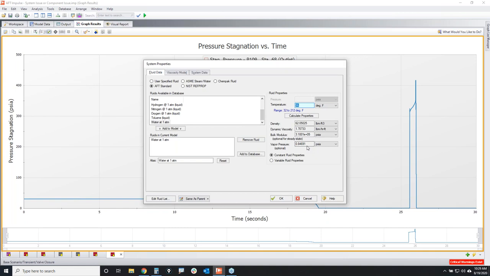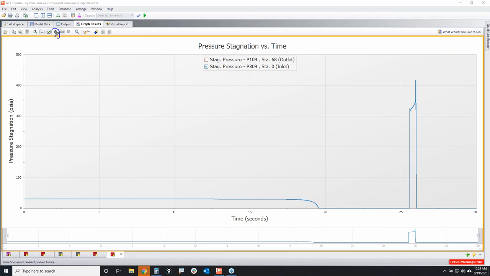If you click on the crosshair tool right here, this turns on the crosshair where you can actually go to a data point and you can see what the pressure is, 0.85 PSIA. So I'm at vapor pressure. I am cavitating during this whole period of time for about 6 seconds, which is a really long time when you're talking about Waterhammer. And then all of a sudden, we have this really large pressure spike.